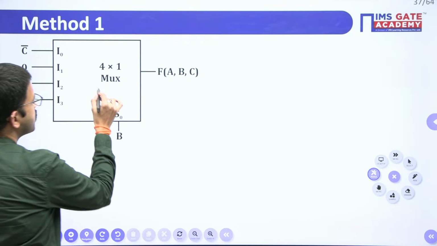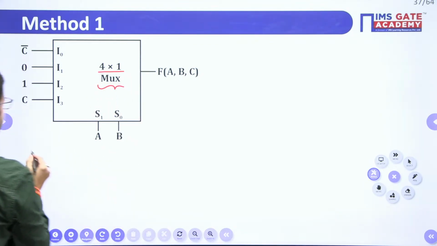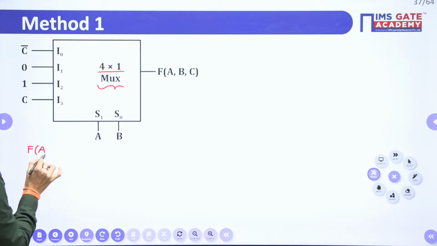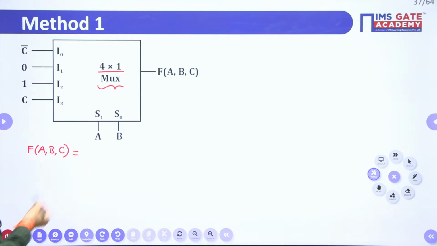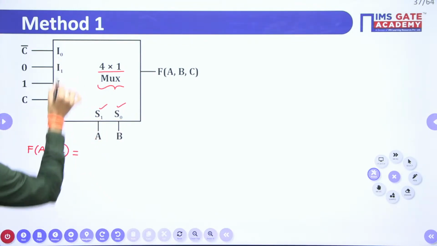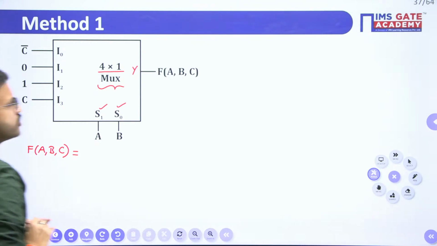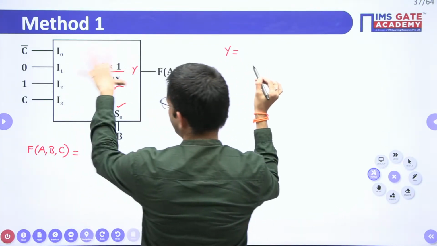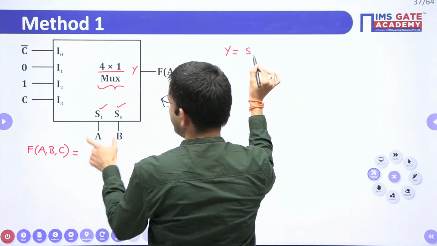Whenever you are having a mux, for a 4/1 mux, the standard equation is f of ABC. Here the output is f of ABC. In general, for a 4/1 mux you are having 2 selection lines and 4 inputs. So first I will write the standard equation regarding the output. Y equal to, suppose for a 4/1 mux, the single output I have assumed as Y. So you are having 2 selection lines.